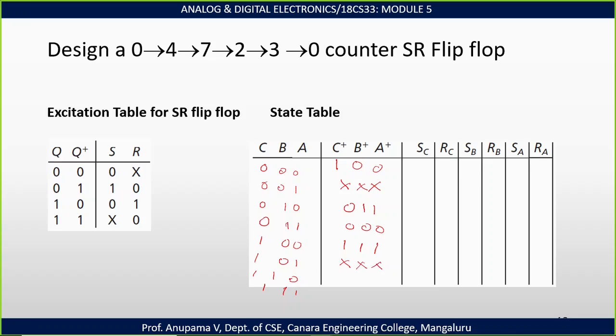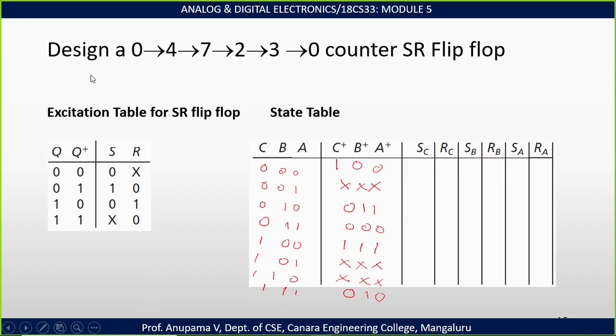What is the next state of 6? 6 is also not there. So, write don't care condition. What is the next state of 7? Next state of 7 is 2. So, 0, 1, 0. Now, we have to write the SC, RC, SB, RB, SA, RA.